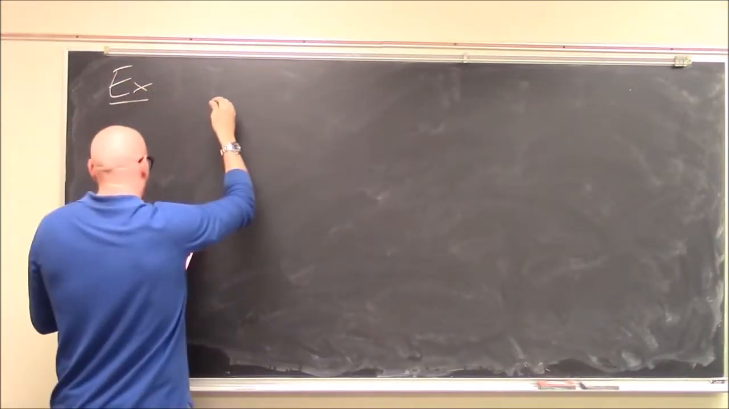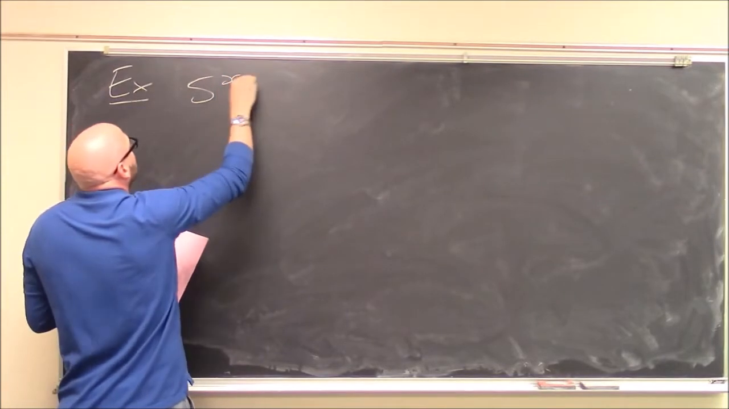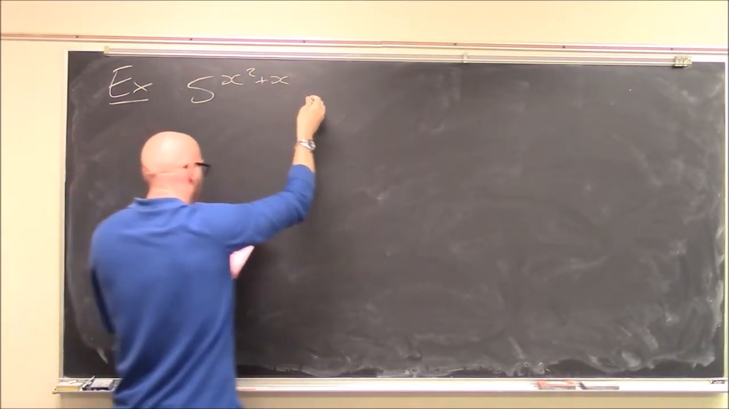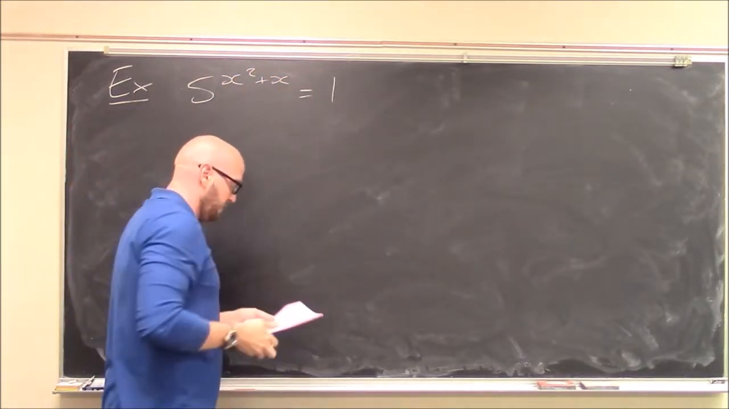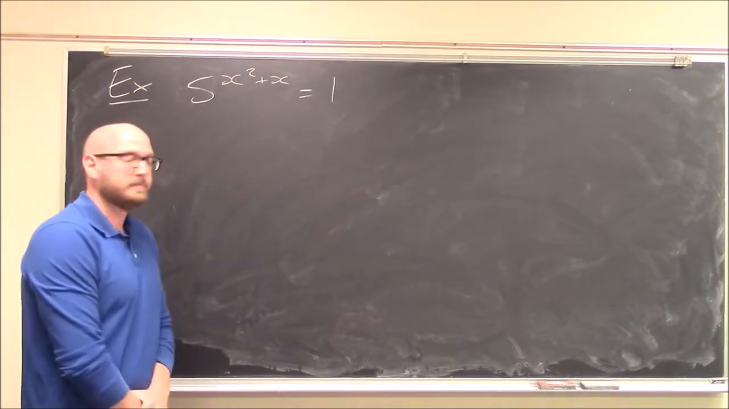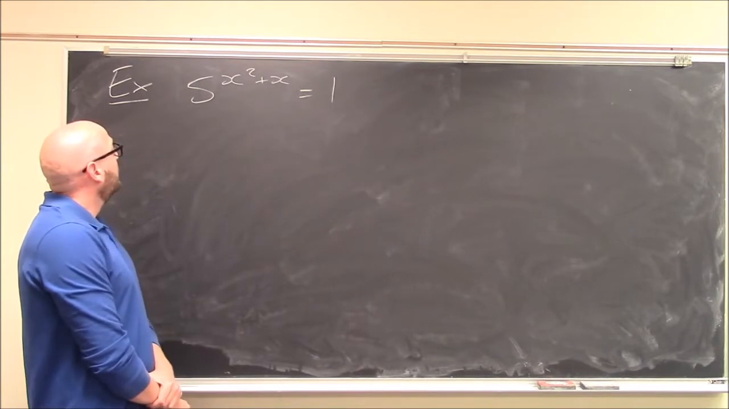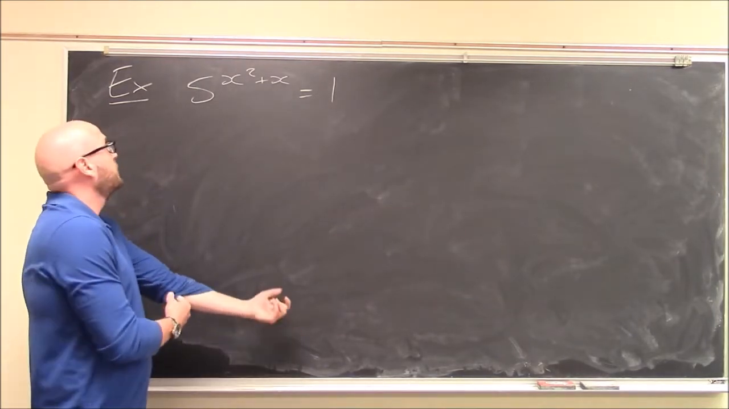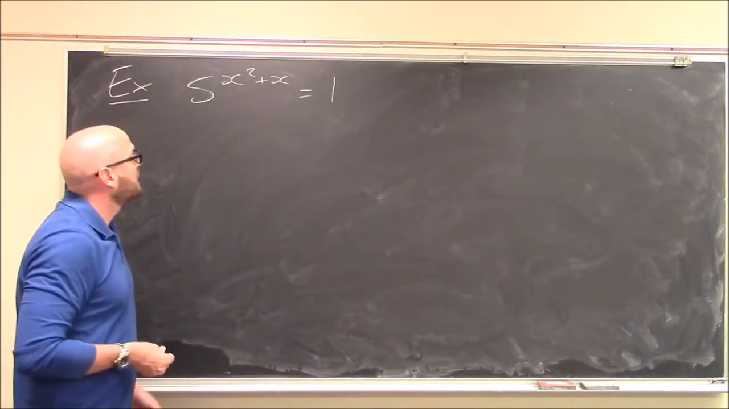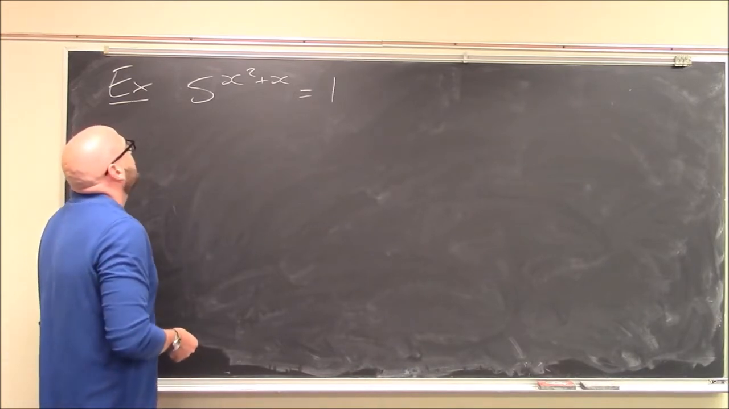Alright, here's our next one. 5^(x²+x) = 1. So I'm going to solve this, meaning I want the bases to be the same, right? I'm going to try to do the exact same trick again of making the bases the same. How do I do that?